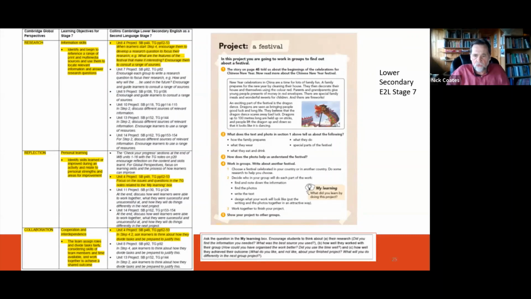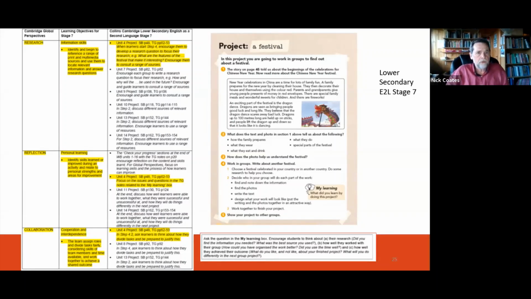And then in section 4, the students work on another festival. So they can do some research, they can decide how they want to present their work, and they can design and present their project. It might be a poster, it might be a digital presentation or whatever. And then in stage 5, they show their project to each other. Okay, have a quick look at the grid.